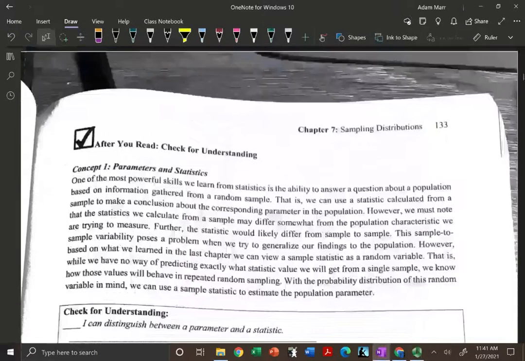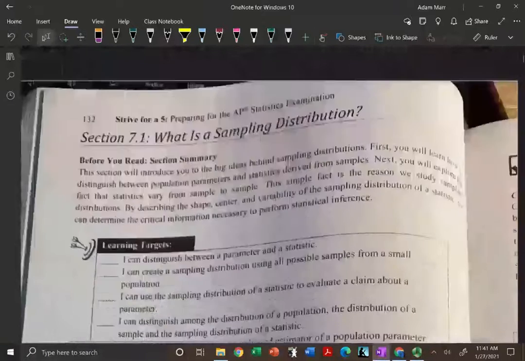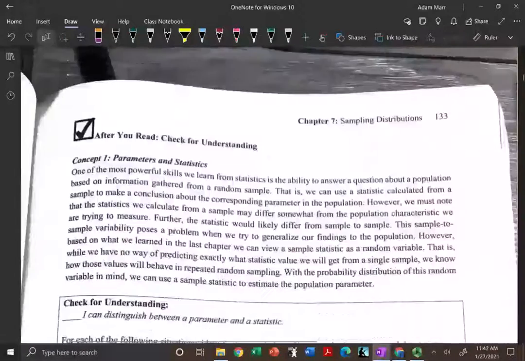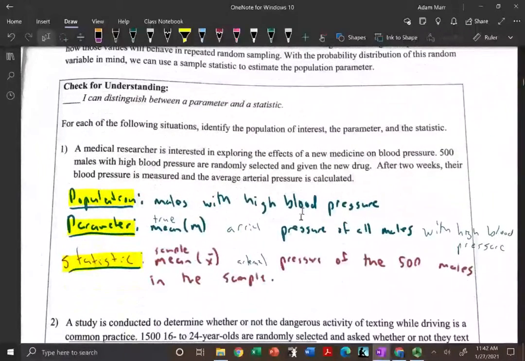Right here, let's start at the very beginning of 7.1. This is just about what is a sampling distribution. They go through two different examples of situations, and they ask you to find the population parameter and statistic. In this case, a medical researcher is interested in exploring the effects of a new medicine on blood pressure. 500 males with high blood pressure are randomly selected and given the new drug. After 2 weeks, their blood pressure is measured and the average arterial pressure is calculated.